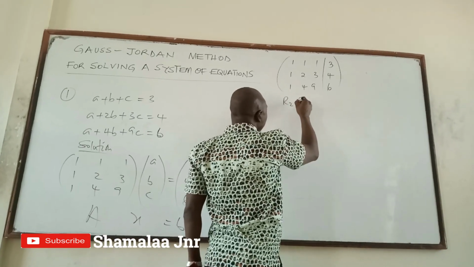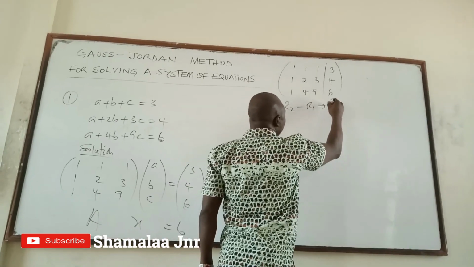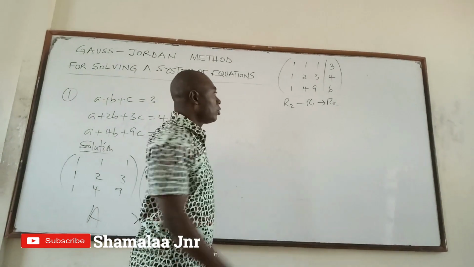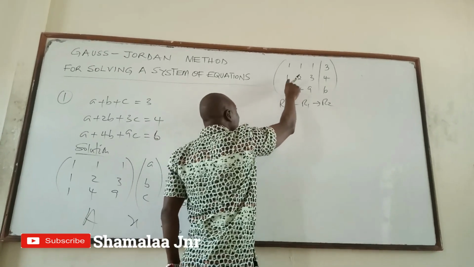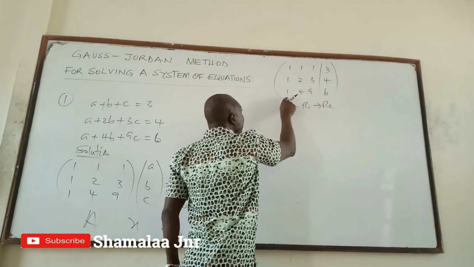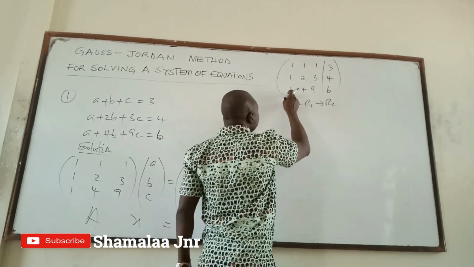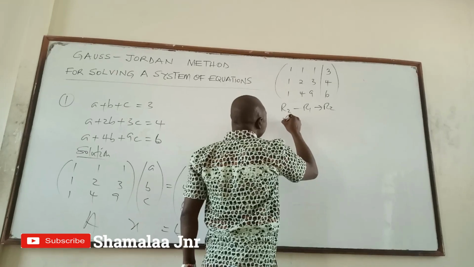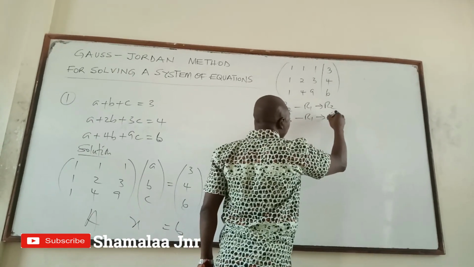Row 2 minus row 1 should give us row 2, because you want to cause this one to go to 0. Normally it's advisable to cause this one to go to 0. So let's do that. Now, we can also do this: row 3 minus row 1. This one will give us row 3.